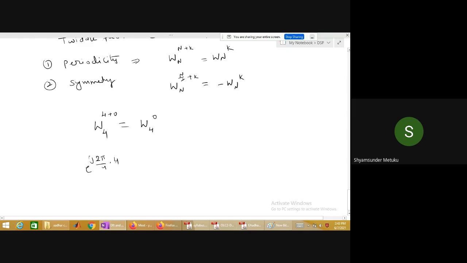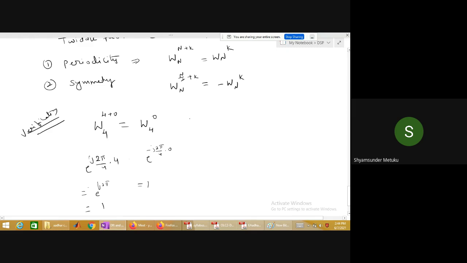What is the value of it? e power j 2 pi. What is the value? 1, no? Yes, sir. Similarly, we will verify the right-hand side also. Is it not e power j 2 pi by 4 into 0? Yes or no? Tell me, only verification I am telling. We are taking one example.